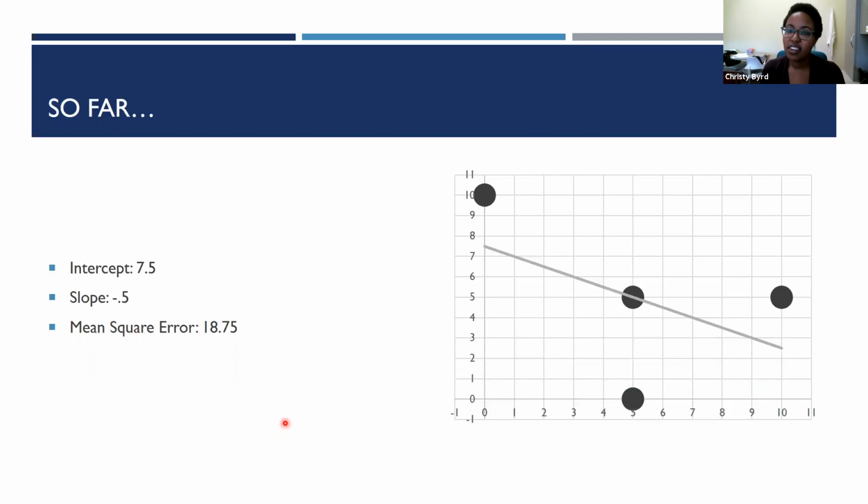So that is how you get a line, how you calculate the slope and the intercept, and then what the relationship is between that line and the mean square error.